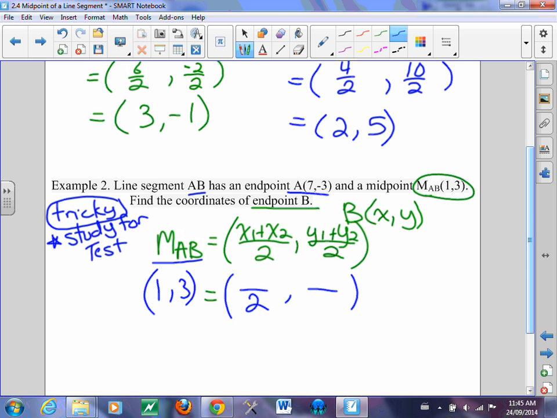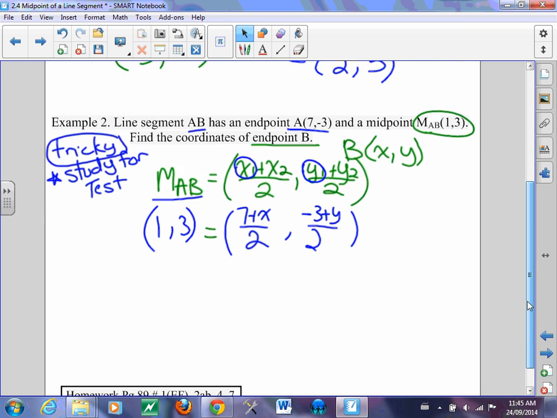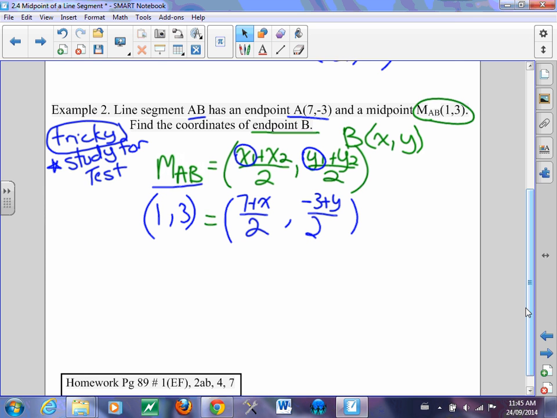On the right side, we only know part of the puzzle. We know divided by 2. And we know one ordered pair. So we know the x, which is going to be 7. So you're going to go 7 plus x. And we know the y, which is going to be -3 plus y. Okay? And now we have to remember something here, folks. By definition, this is an equation. And by definition, the left side has to equal the right side.